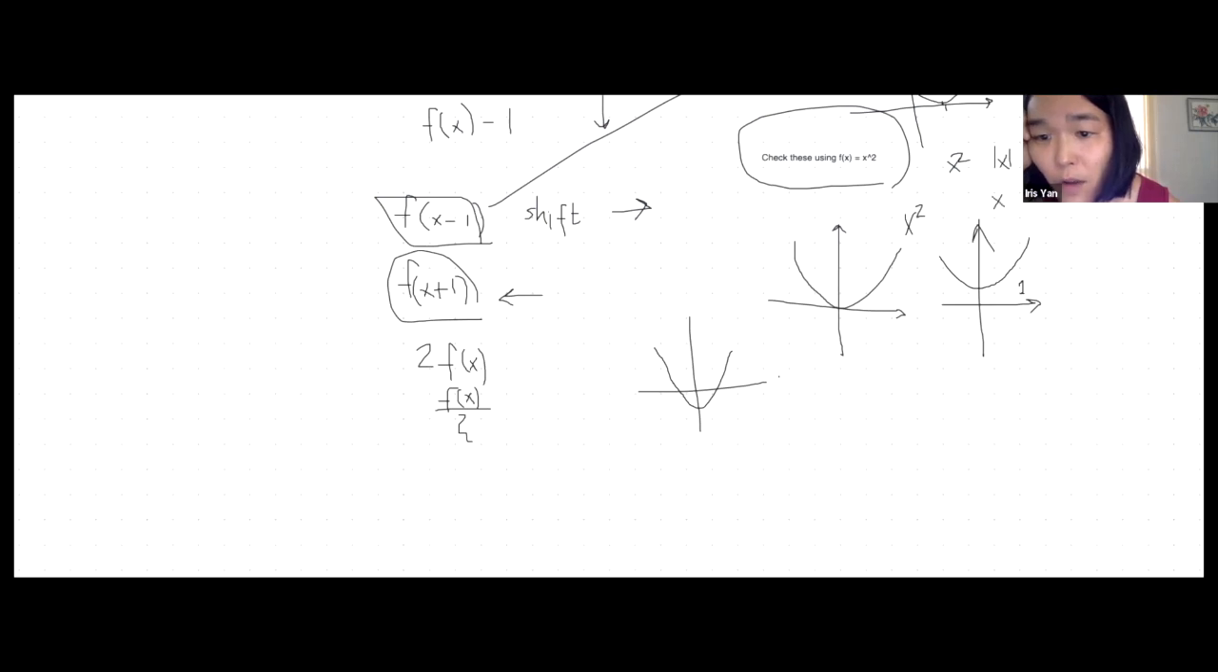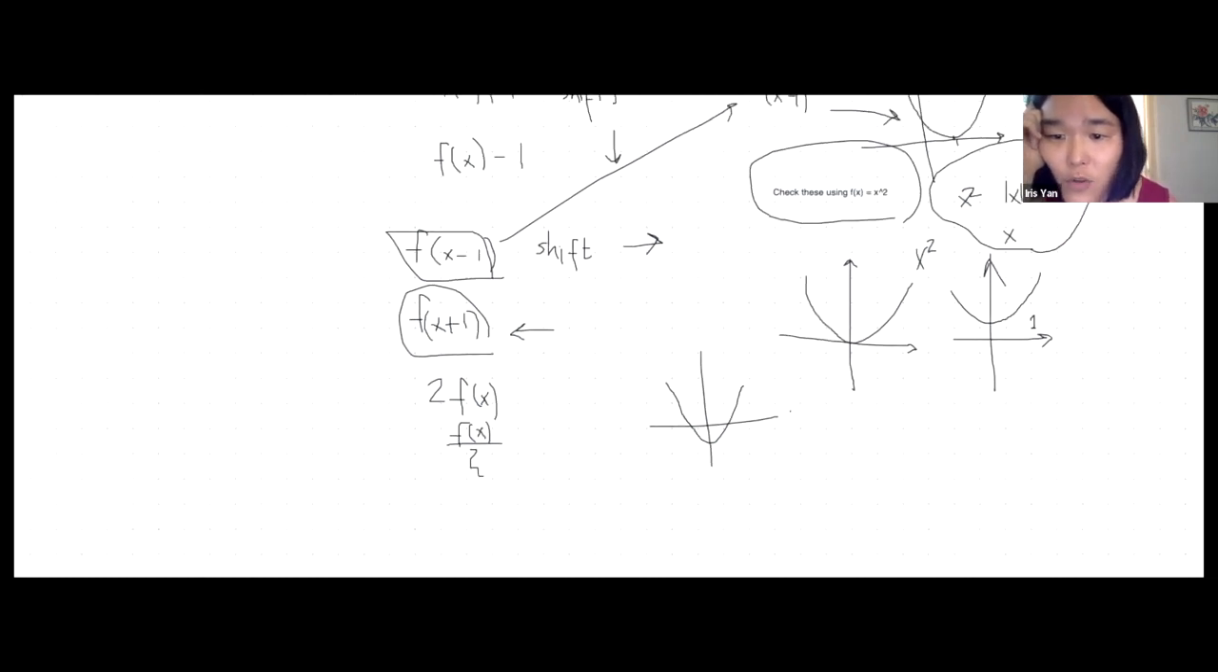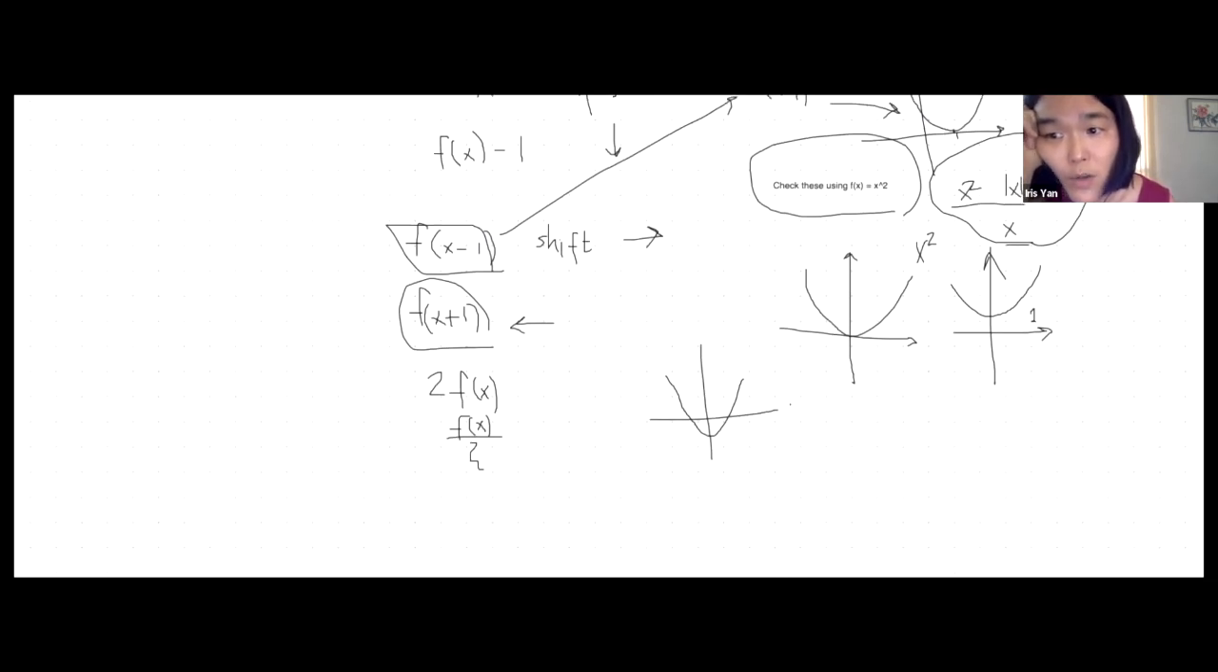This is part of the final project anyway. The final project is not going to ask for functions that are much harder than these. So if you start drawing these and checking their different transformations, it's going to help you do the final project as well. Yeah, is that okay?